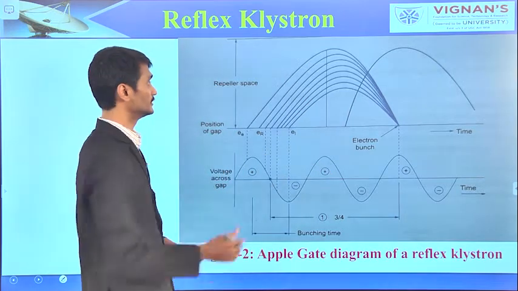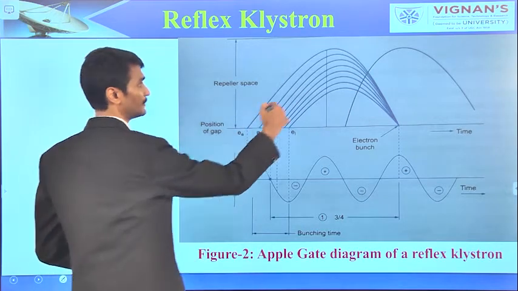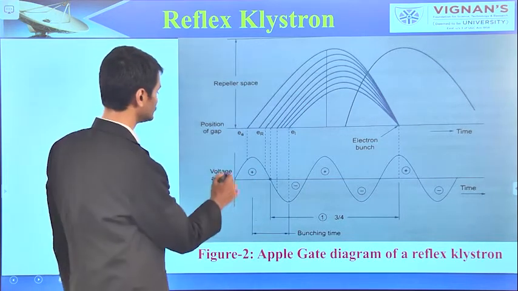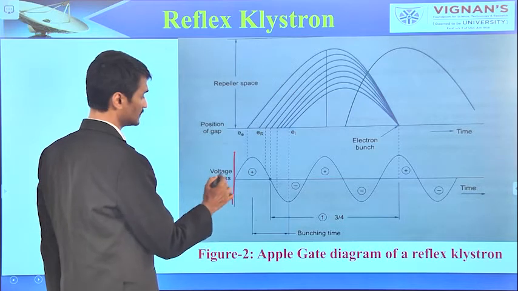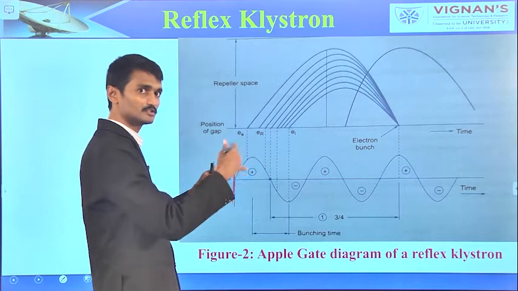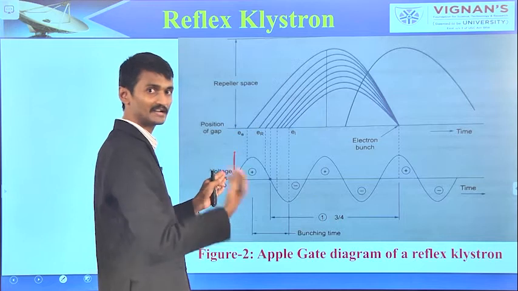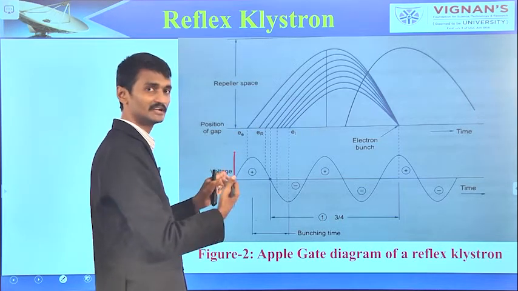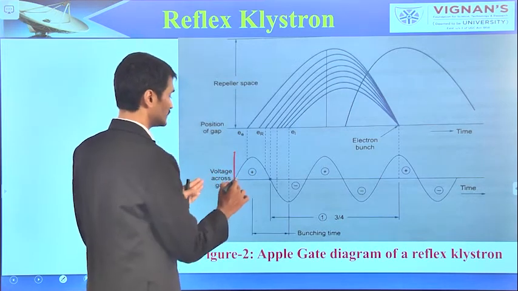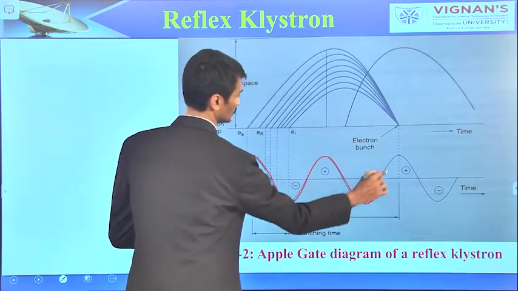Now the operation will be explained with the help of the applegate diagram of the reflex klystron oscillator. Here this is the voltage across the gap. At the gap there is the resonant cavity, the anode cavity. Internally the oscillations, that means the RF signal, will be generated inside the resonant cavity. So this is the RF voltage across the gap.